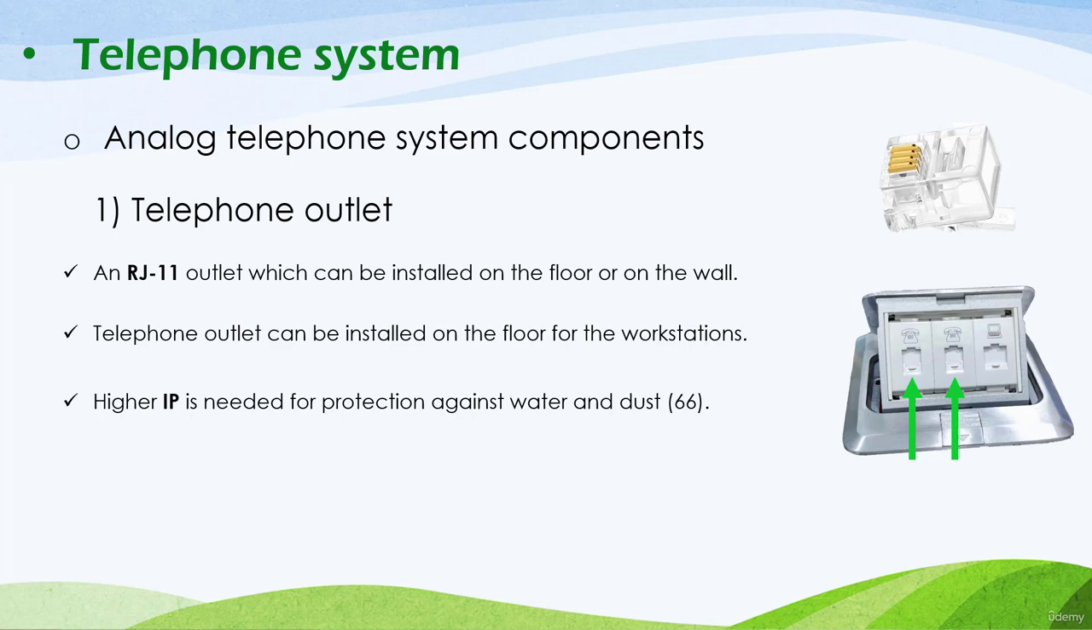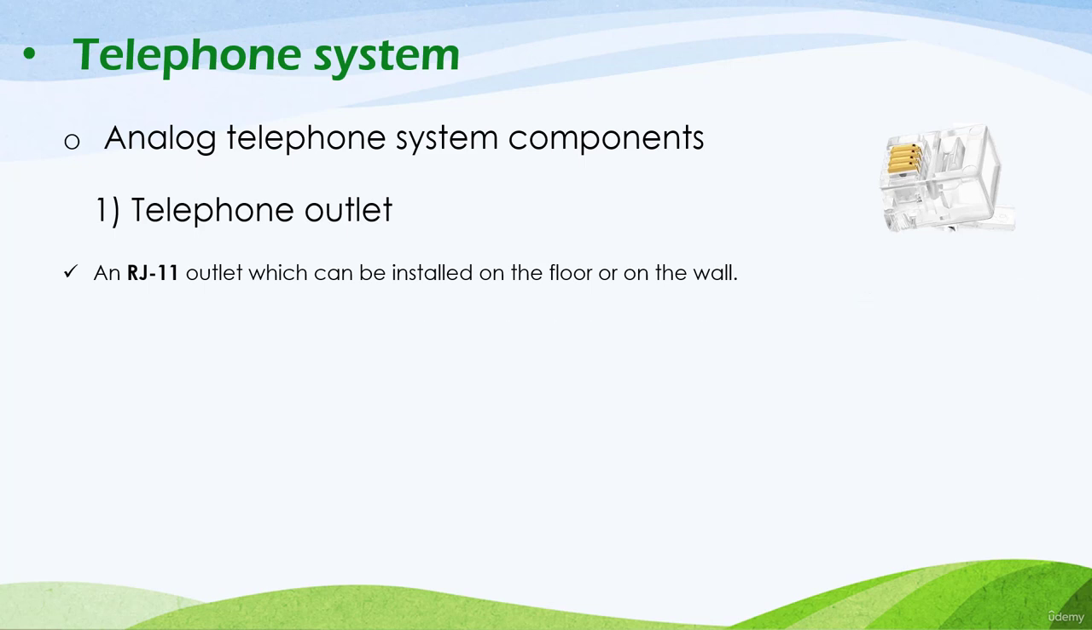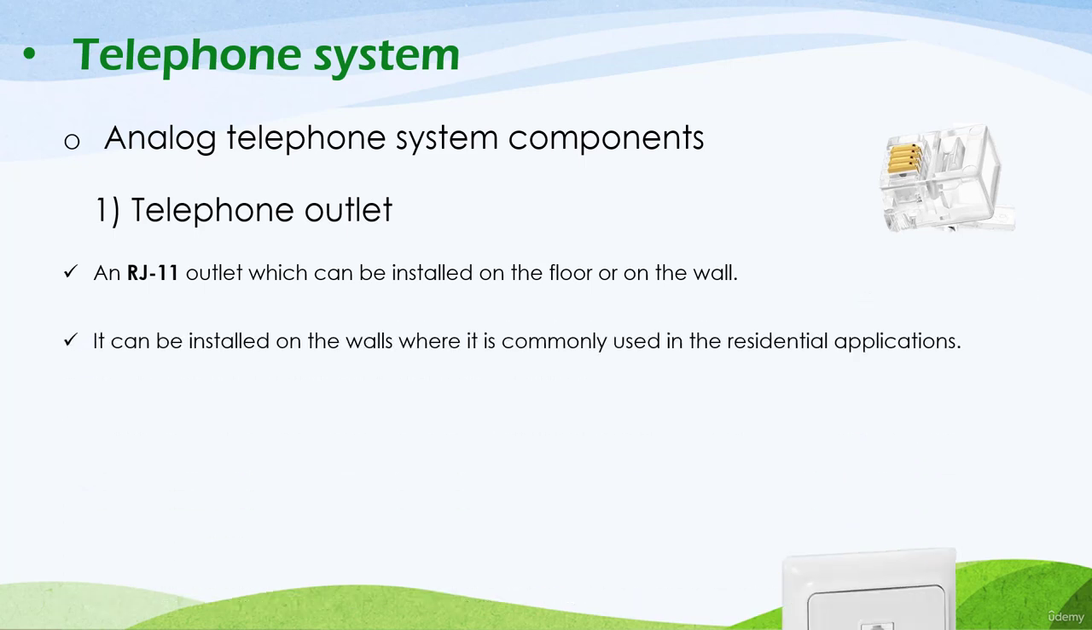Also, the second installation method is to install the telephone outlets at the wall, and here is the shape of the wall-mounted RJ11 telephone outlet where it's installed on the wall. The most common application for wall-mounted telephone outlets is residential applications, or according to the architectural plan, if we find that the furniture is nearer to the walls, we can use the wall-mounted telephone outlet in those cases. But generally, we install the telephone outlets according to the furniture.